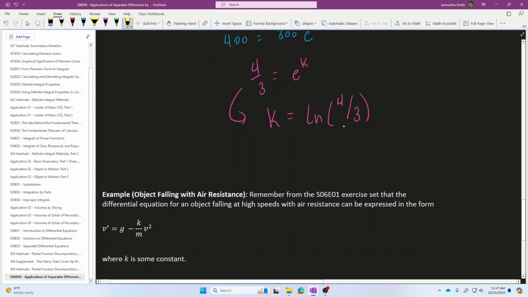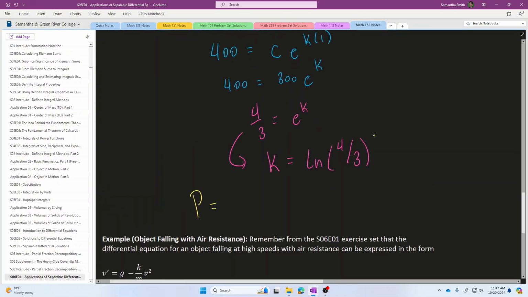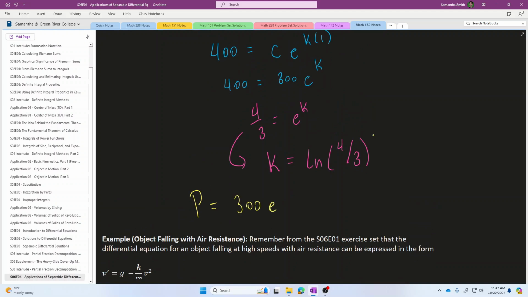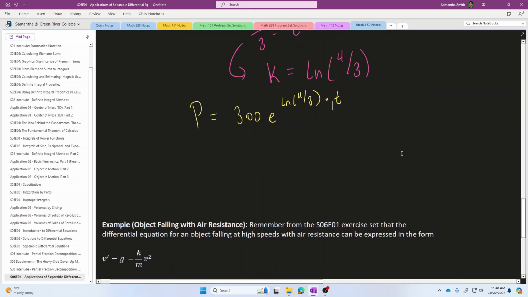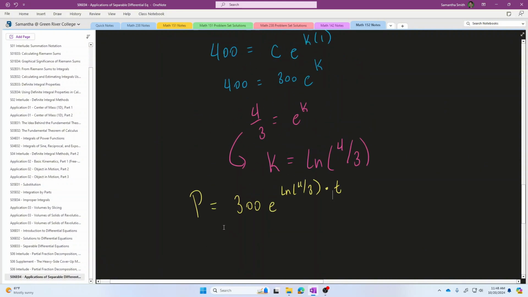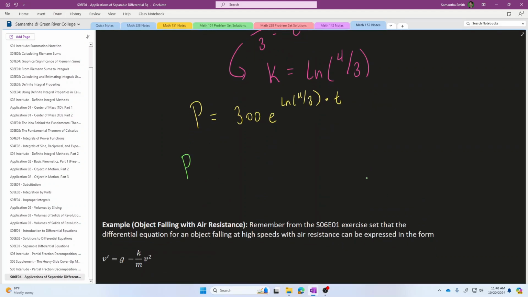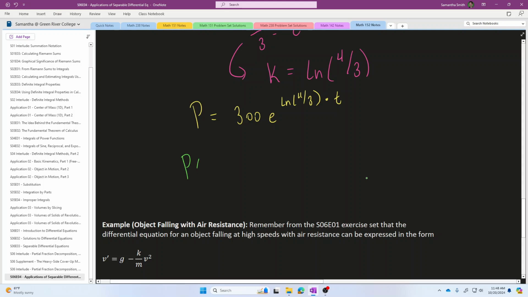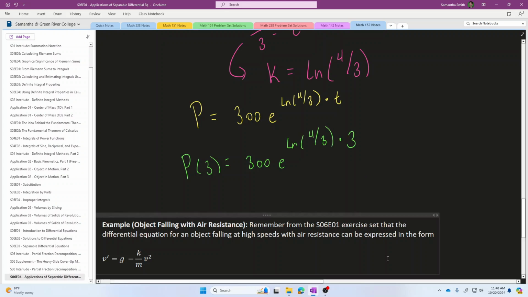Now that I have found the value of all the unknowns in my equation for the population, the value of c was 300, the value of k was natural log of 4/3, I can now use this filled in equation to make any predictions I want to about what this population will do going into the future. For example, they asked me what's the population going to do when t is equal to 3? And so to answer that question, all I have to do is plug in 3 for the t value.